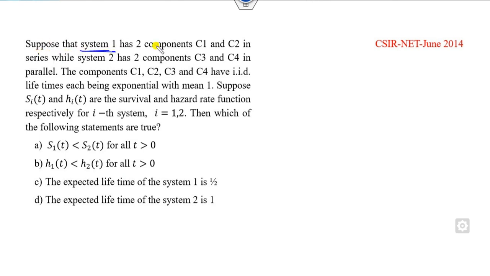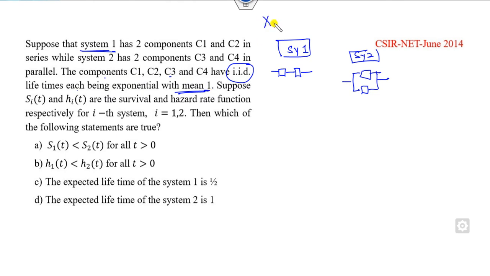Suppose system 1 has 2 components. So this is my system 1. It has 2 components, and C1 and C2 are in series. There is a system 2 in which the 2 components are in parallel. Each component is IID and the mean is 1. So it means the Xi's or the Ci's follow an exponential distribution with mean 1. Fine. If Si and Hi are the hazard rates here. So look at that. This is my series. This is my parallel.